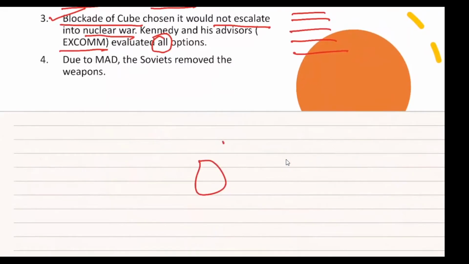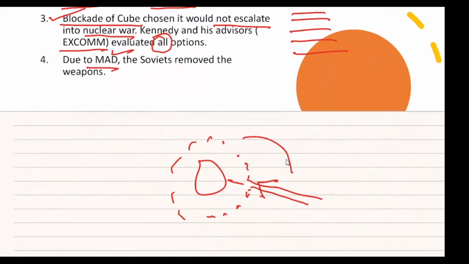Cuba was blockaded by USA ships, and USSR didn't try to breach this blockade and go. Otherwise, this would have led to nuclear war. And nuclear war would lead to mutually assured destruction. So because of mutually assured destruction, Soviets removed the weapons. This is also rational.